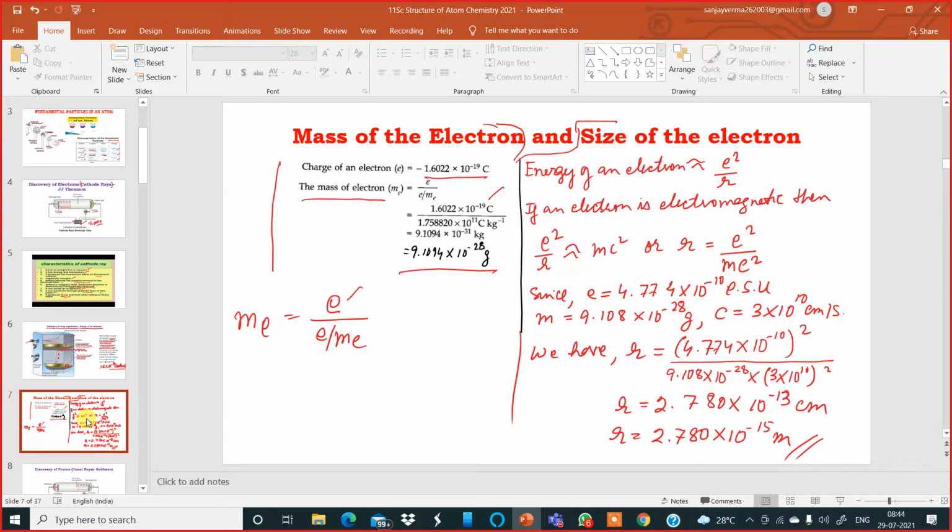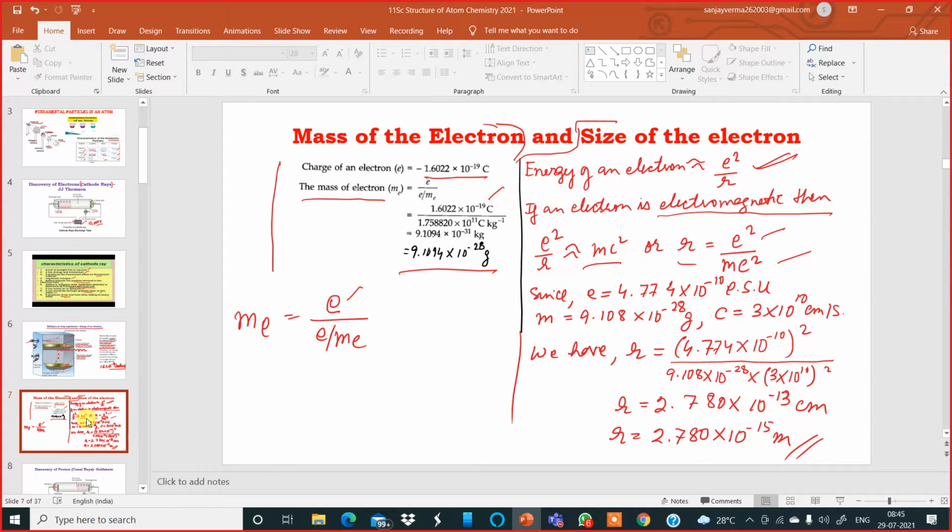Similarly, the size of the electron was also calculated, because an electron is not a stationary particle, it is always moving. So the energy of an electron, according to the formula, was equal to e²/r. If an electron is electromagnetic and it is moving also, then this relation becomes equal to Einstein's equation, mc². e²/r is more or less equal to mc², or you can write r is equal to e²/mc².